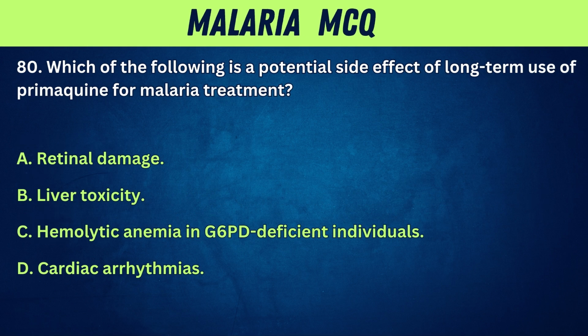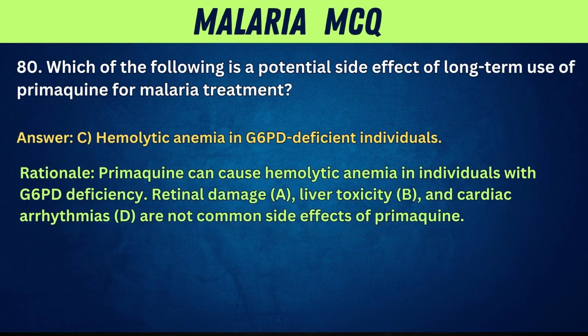80. Which of the following is a potential side effect of long-term use of primaquine for malaria treatment? A. Retinal damage. B. Liver toxicity. C. Hemolytic anemia in G6PD deficient individuals. D. Cardiac arrhythmias. Answer: C. Hemolytic anemia in G6PD deficient individuals.